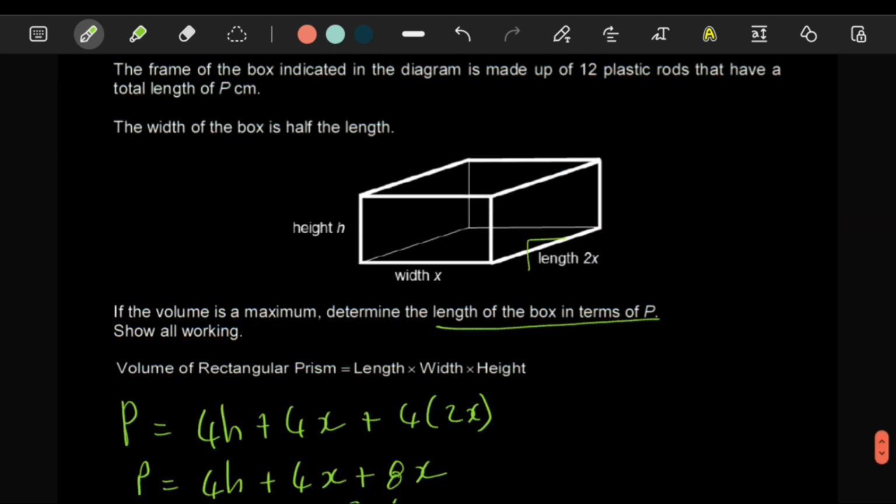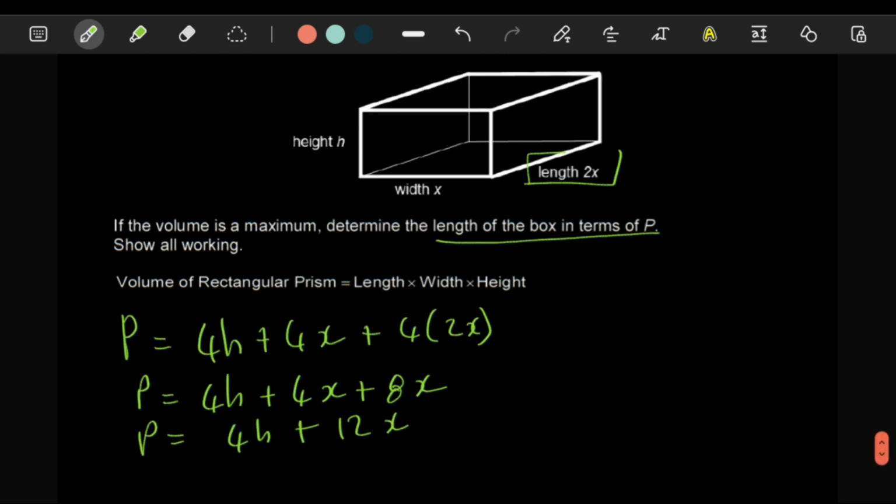The length of the box in terms of p. So I think we can get a value of x in terms of p, so we can throw x there and then have the length in terms of p. Let me say that again. It looks as though it's best for us to get an expression for x in terms of p, and then throw that here so that we have 2 times that value, which will be the length of the box in terms of p.